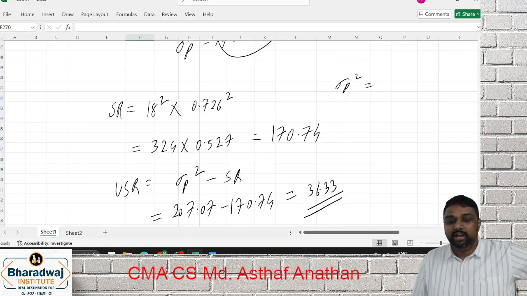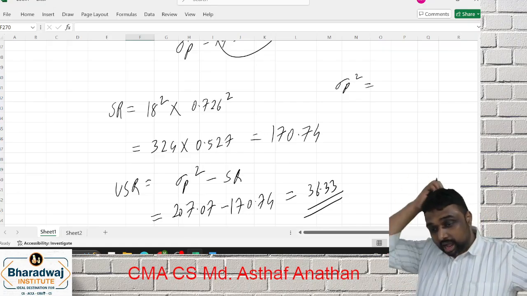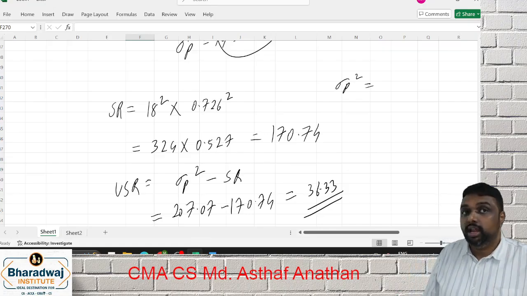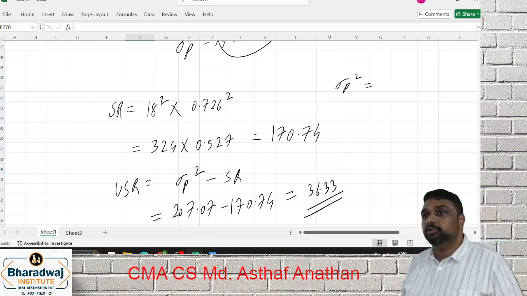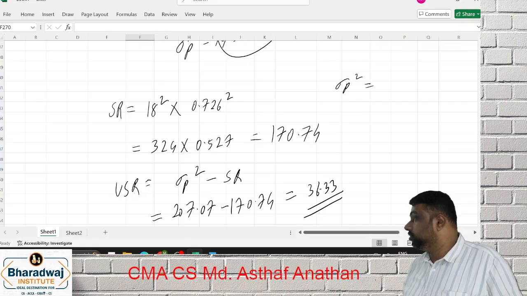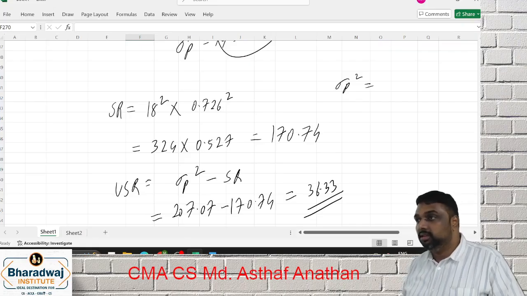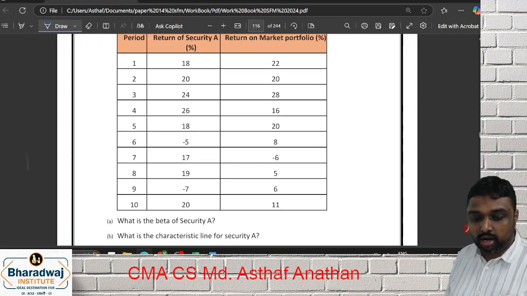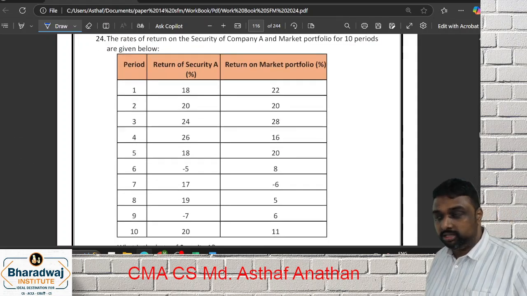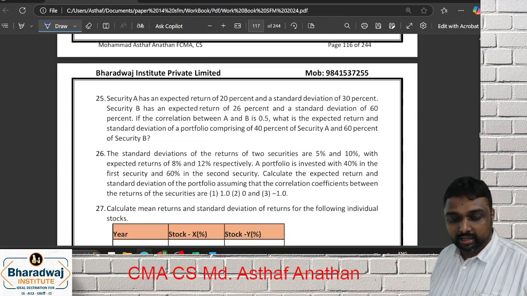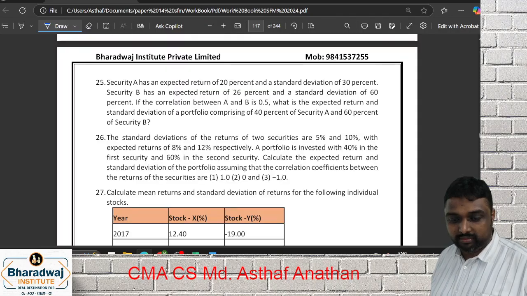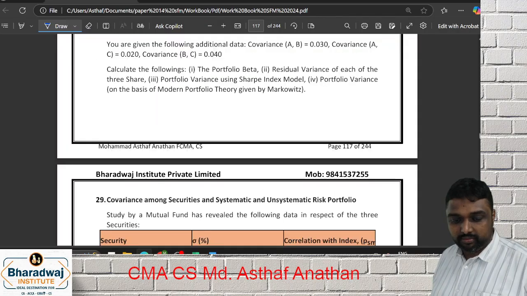So, very, very important. This is how you have to do unsystematic risk. We did both the methods. It's a very good question, a recent previous year question. Shall I proceed, friends? Okay. This is a question for the characteristic line. I will take a little smaller question for the characteristic line. We'll take it later.